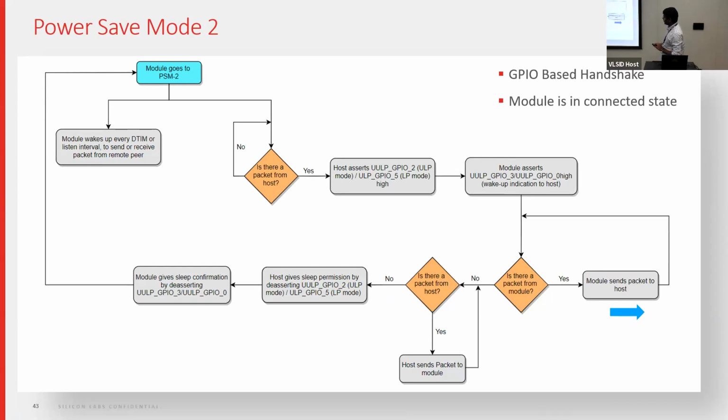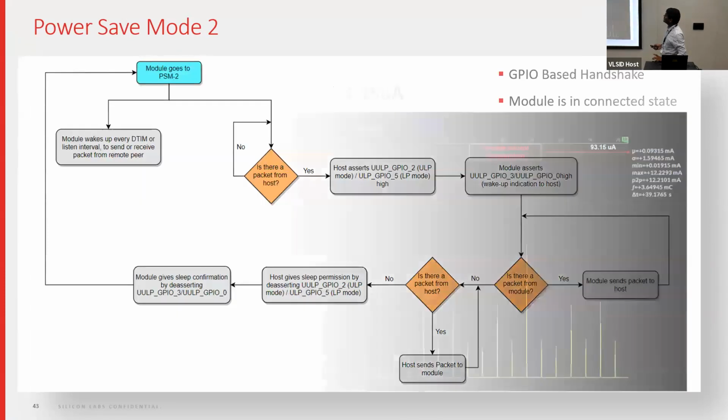So if there are no packets from the host and no packets from the module, then the module goes into sleep. It will follow the same process. Here the host asserted that GPIO and it will deassert that particular GPIO. Similarly, the module will deassert that GPIO and again go back to the same power save mode. So this is the quick overview of how power save mode 2 works.